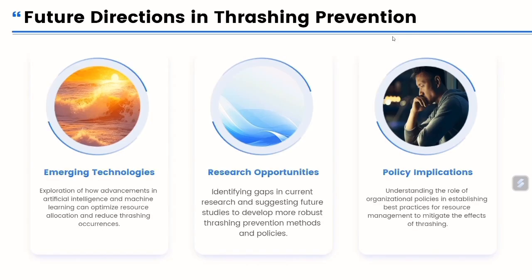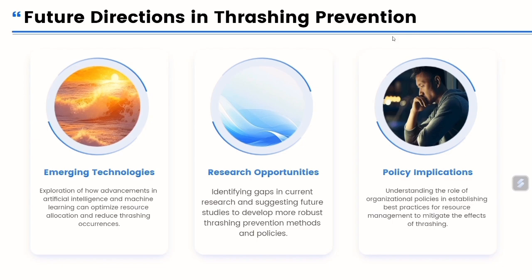Future directions in thrashing prevention. Emerging technologies. Explanation of how advancements in artificial intelligence and machine learning can optimize resource allocation and reduce thrashing occurrences.